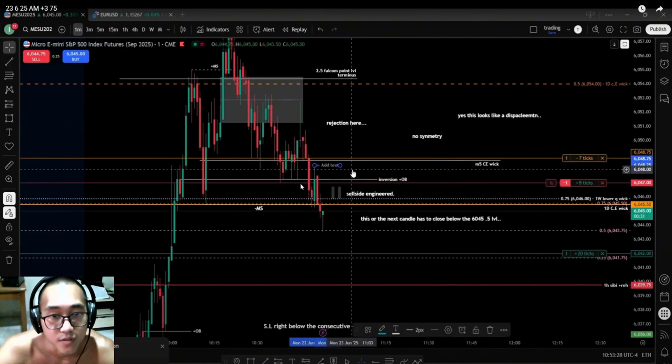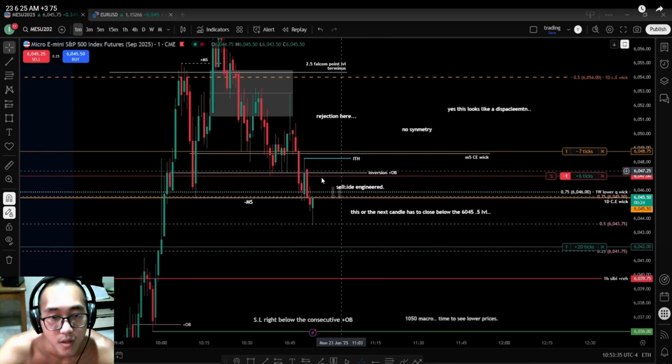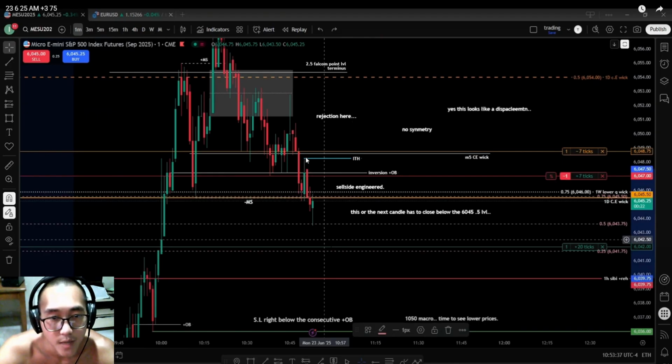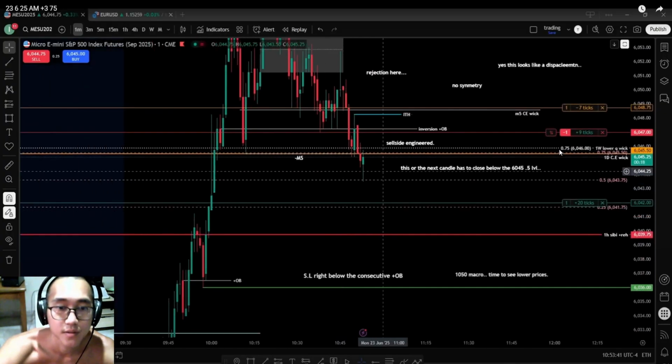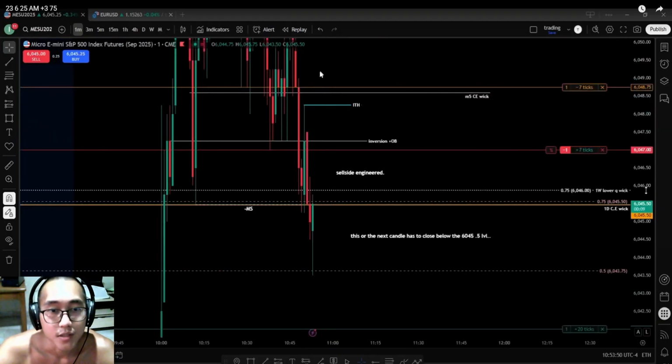Okay, now stop loss is shifted lower. This is seen as an intermediate swing high, meaning right now this swing high is not to be cleared. Okay, this swing high should stay intact. That's why my stop loss is shifted above it. And right now I'm seeing this as an order block.